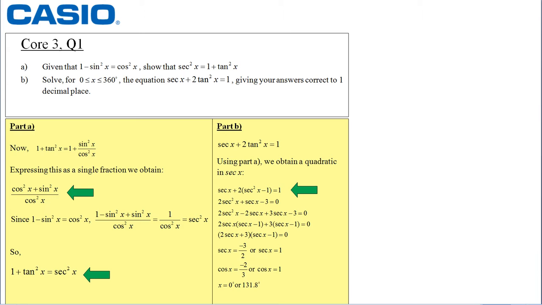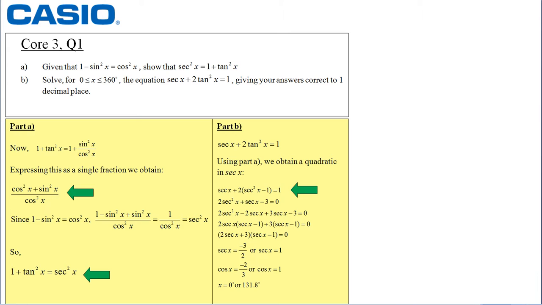In part B, we need to solve the trigonometric equation sec x plus 2 tan squared x equals 1. And we can start by using what we found out in part A to obtain a quadratic in sec x, which actually factorises. And you can see towards the bottom of the screen in part B, I find that x equals 0 or x equals 131.8 degrees.